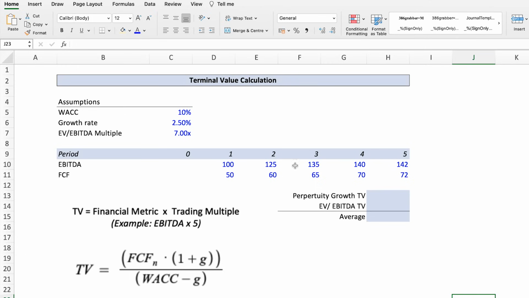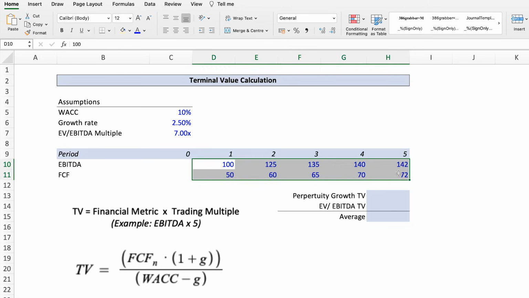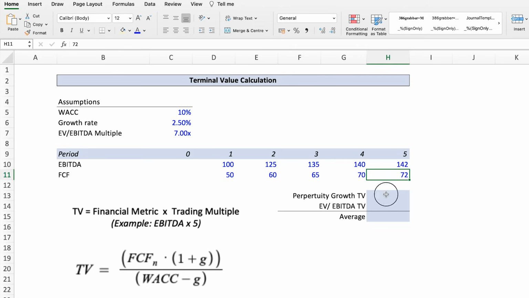So here's the terminal value exercise, and over here you have all the assumptions in blue, and then the hard-coded numbers here in blue as well. So let's start off with the perpetuity growth method. And here you're going to need the free cash flow of the last year, so that's equal to the 72.